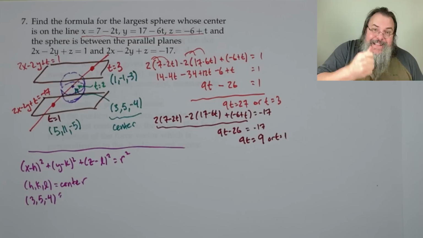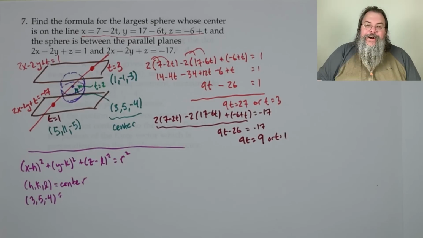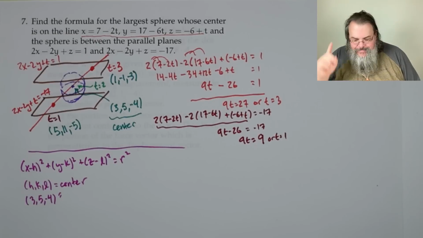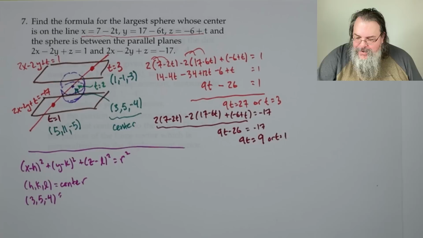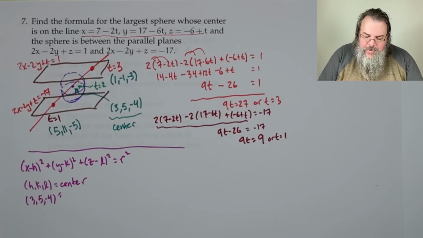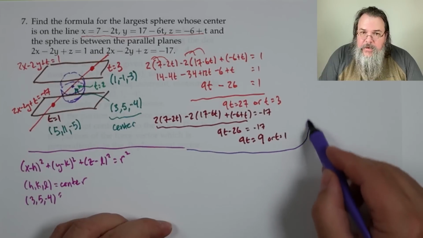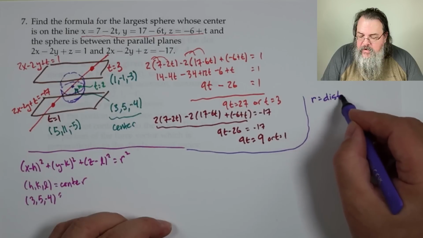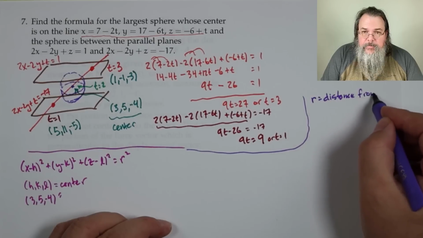So we're almost done. We've got 3 of our 4 numbers. How do we get that last number? How do we get r? Good question. So here's what we're going to do. We're going to make an observation. We say, look, r is the distance from our center.